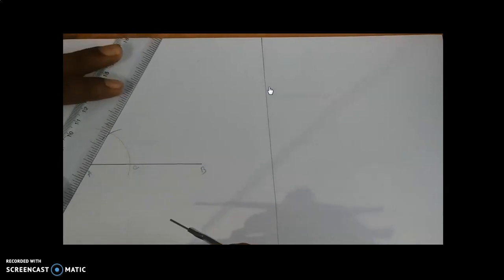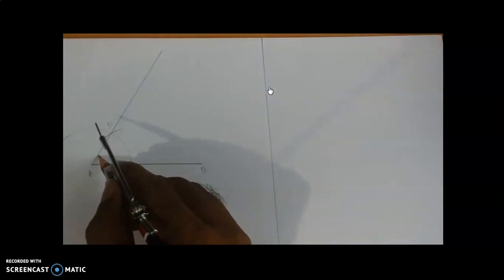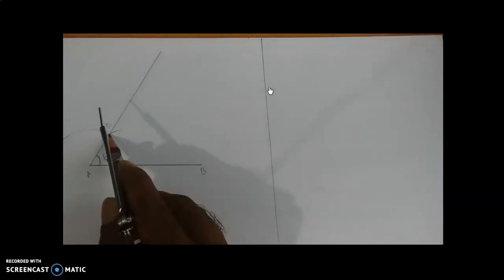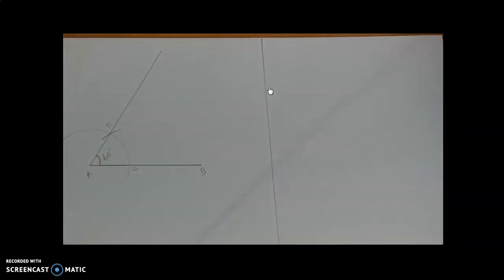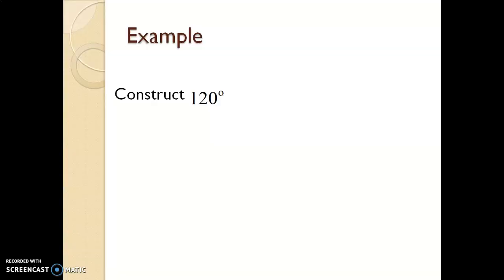So an equilateral triangle has how many degrees in each angle? 60 degrees. So if I draw a line through A and D, definitely this angle should be 60 degrees because it is an equilateral triangle. If you join DC you will get an equilateral triangle, but we don't need to join this line. So this is the procedure to construct a 60-degree angle without a protractor. Next we are going to see how to construct 120 degrees. We will see this in the next video.